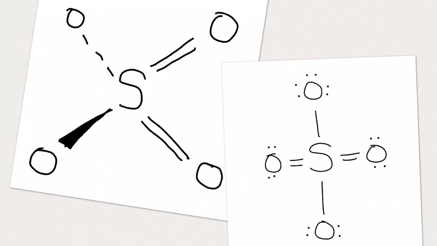So these are our finished models, our Lewis dot structure and our 3D model of the sulfate ion molecule. The sulfate ion molecule has many uses, and some of them include bath salts, producing plaster, and being electron acceptors.